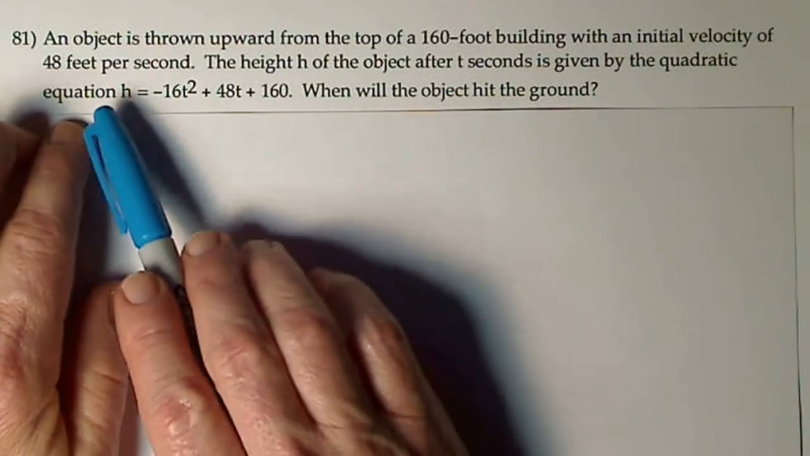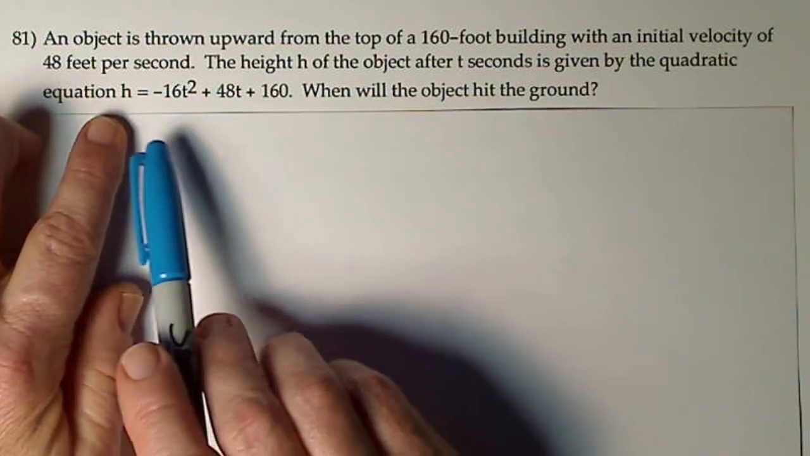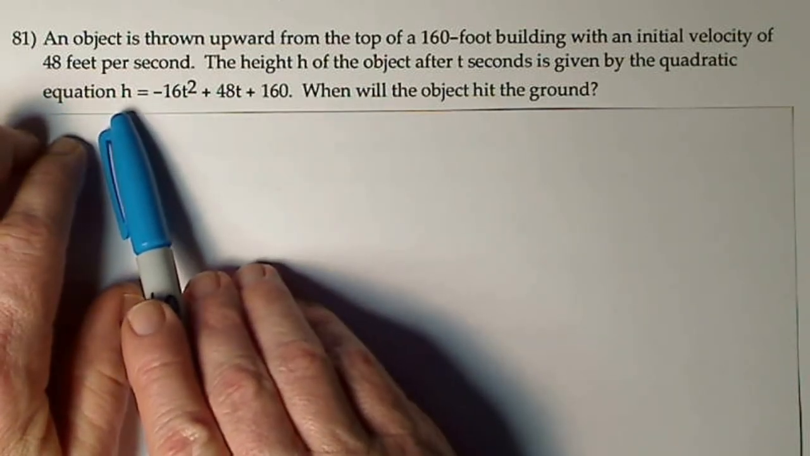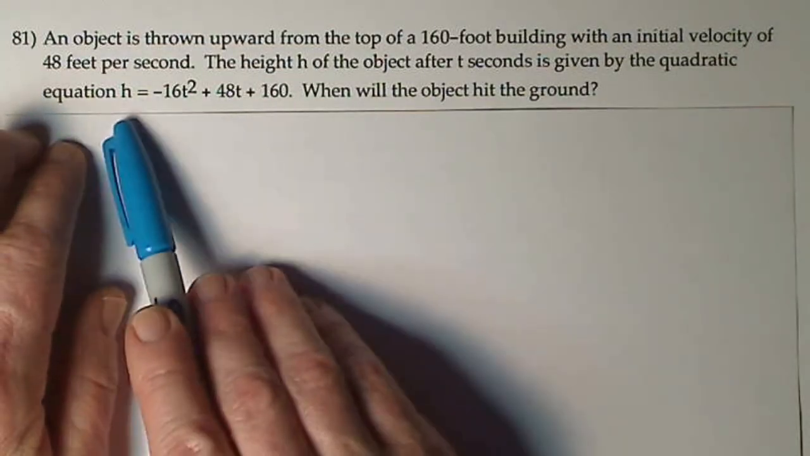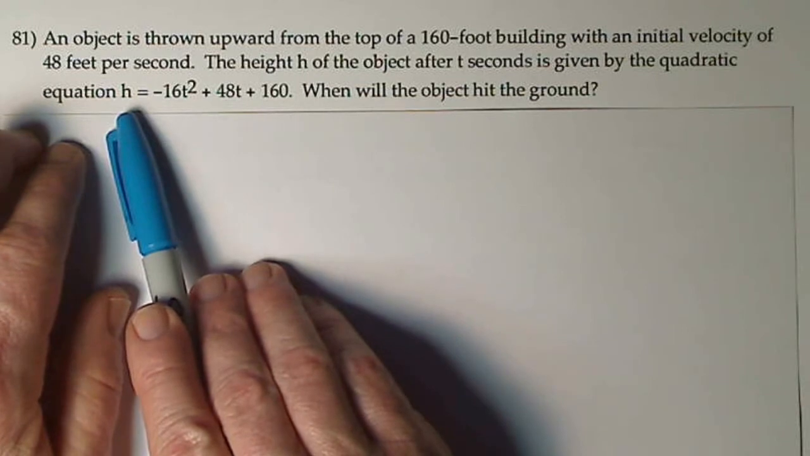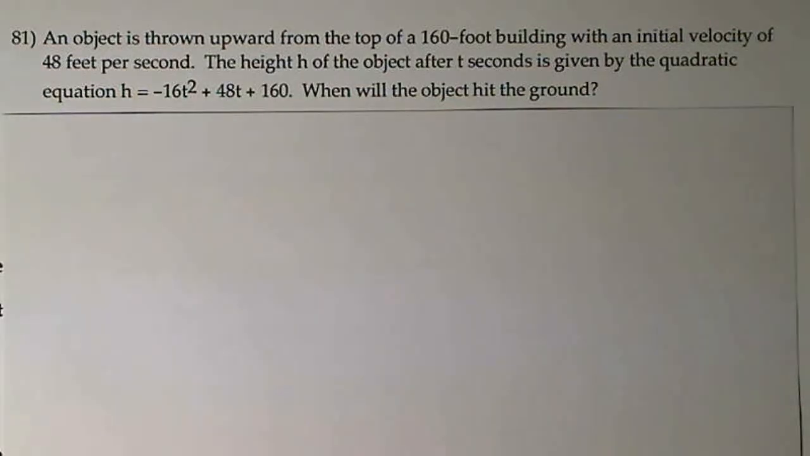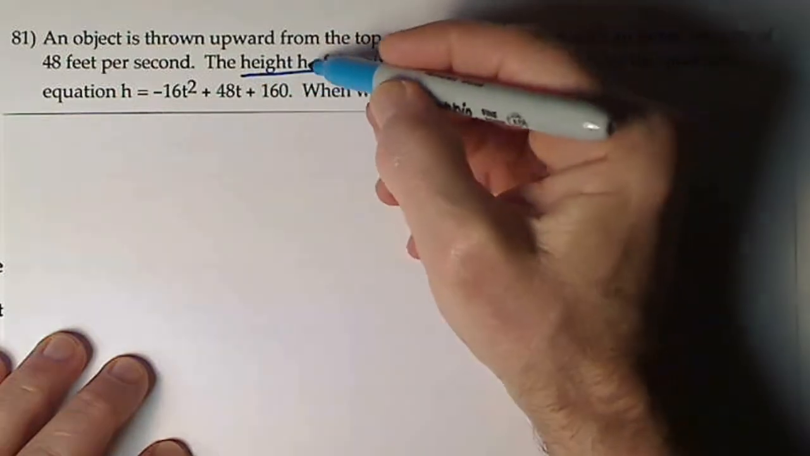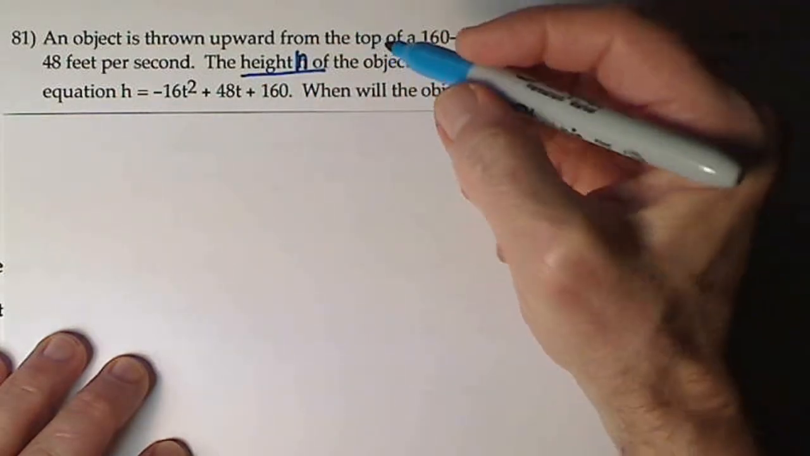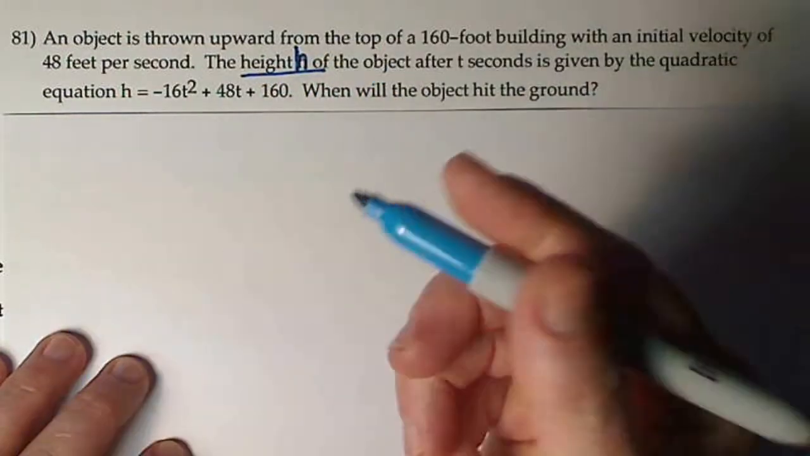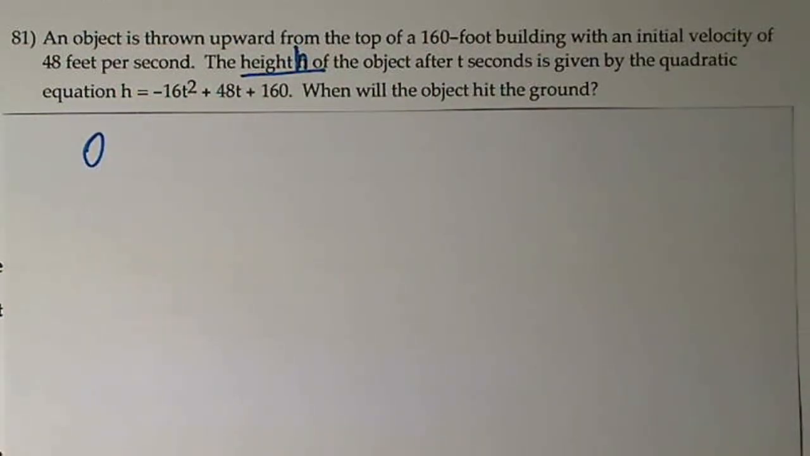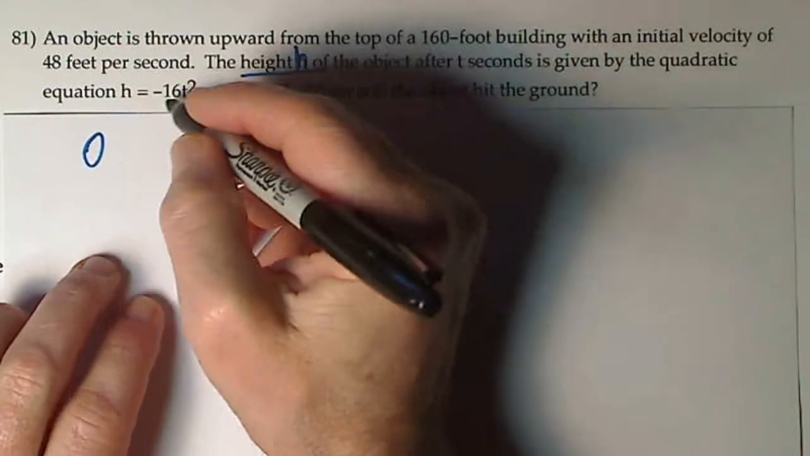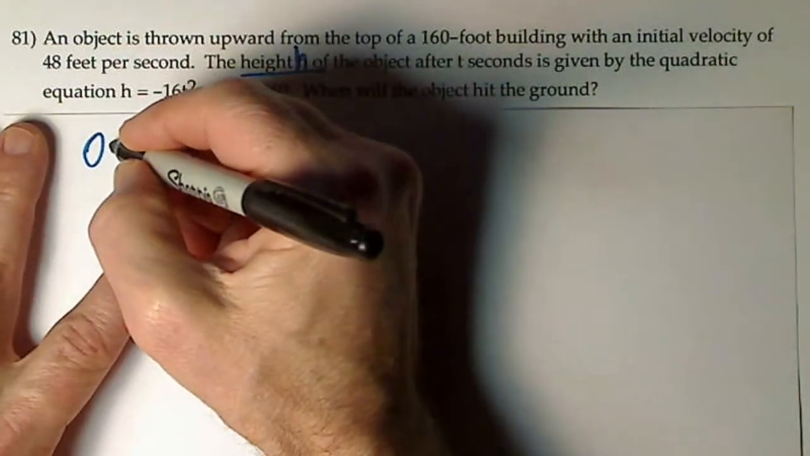Well, we haven't solved anything with two variables, and you're going to have to pick up on something. H, that's the height. When the object hits the ground, what is the height of the object? Well, it would be 0. When the object hits the ground, the height will be 0. So you can put in a 0 for the h and solve for t. You'll find out the time.